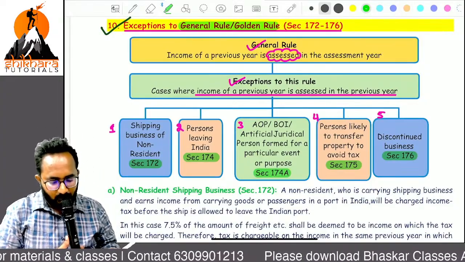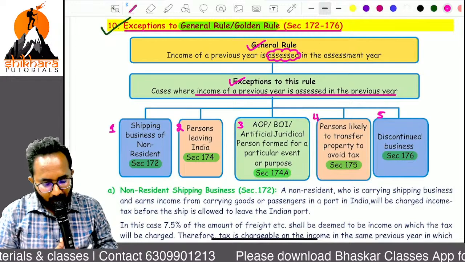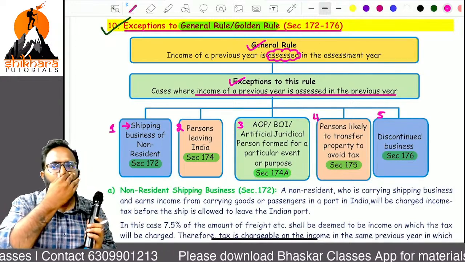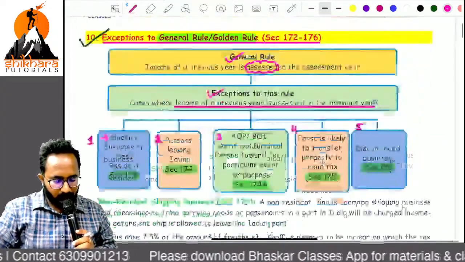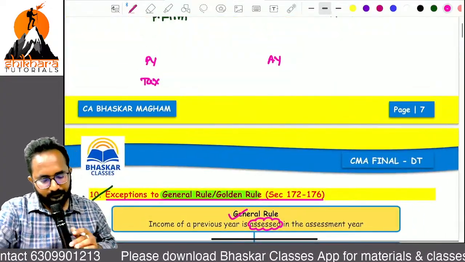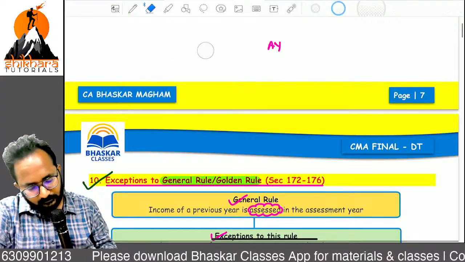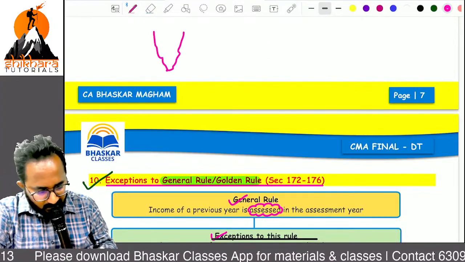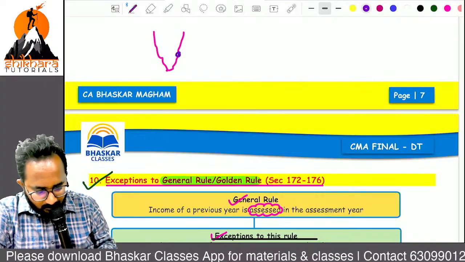Shall we start one by one? First, section 172. What is that? If any non-resident is in the shipping business. Okay, we can take one simple example. Please assume this is a geographical location of India. Here we have the Chennai port.